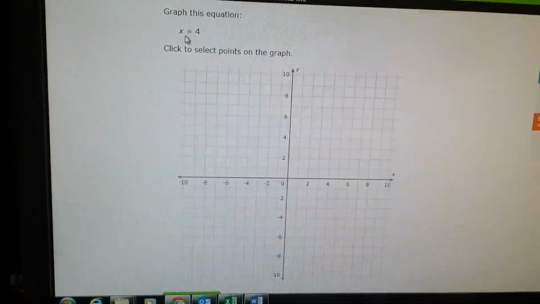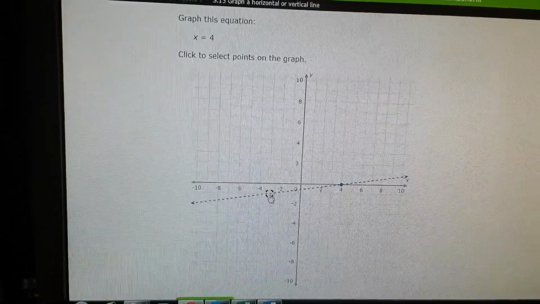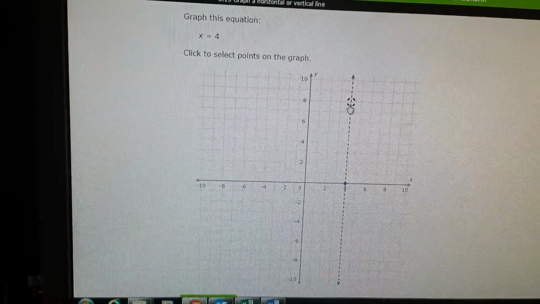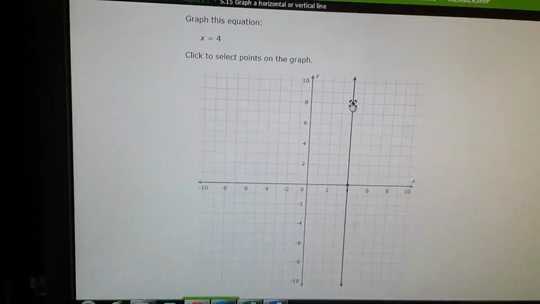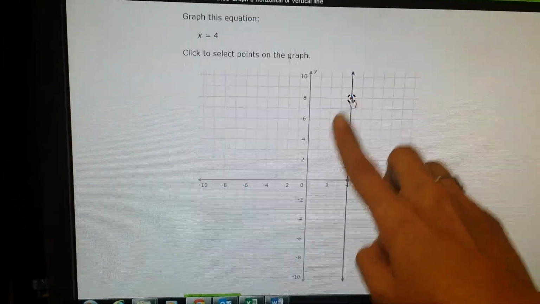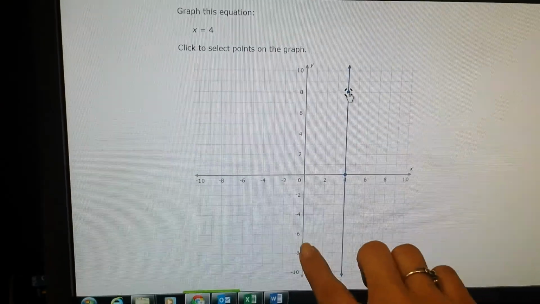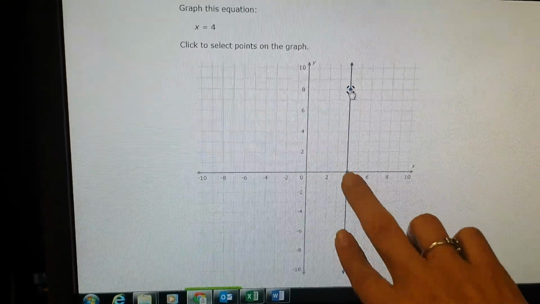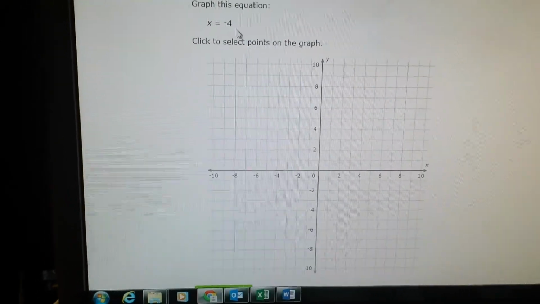X is equal to 4, so you go find 4, put a point there. Then it's always opposite of how you think, so it's not going to be x, it's going to be y, like that. Put a point there, check 2 points. So I'm going to check this point right here. The coordinates are 4 and 8. So x is equal to 4. Check maybe this point right here is 4, negative 6. So x is always equal to 4. So then I'm good.